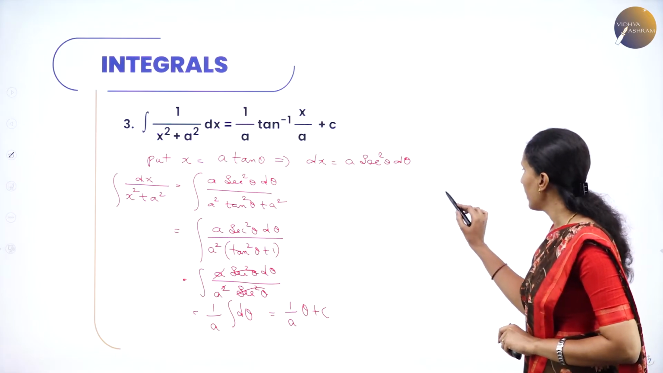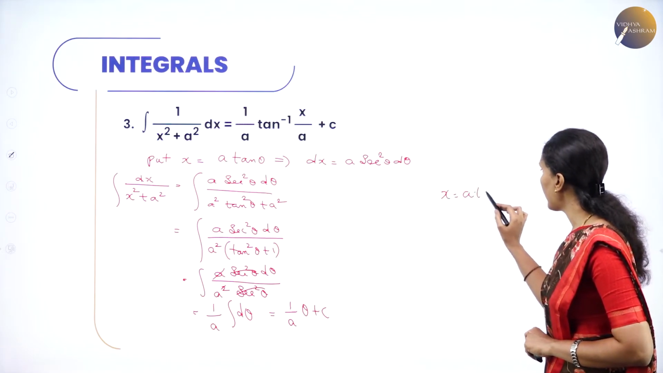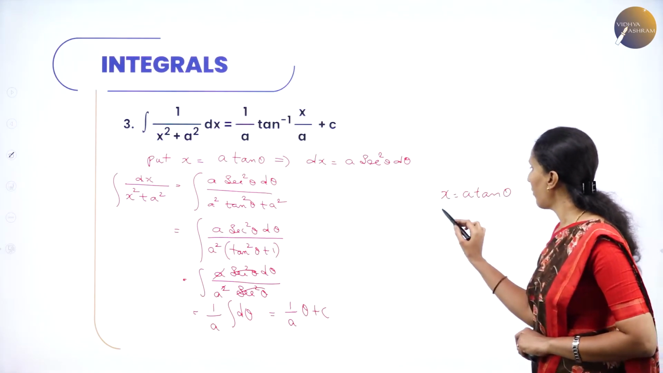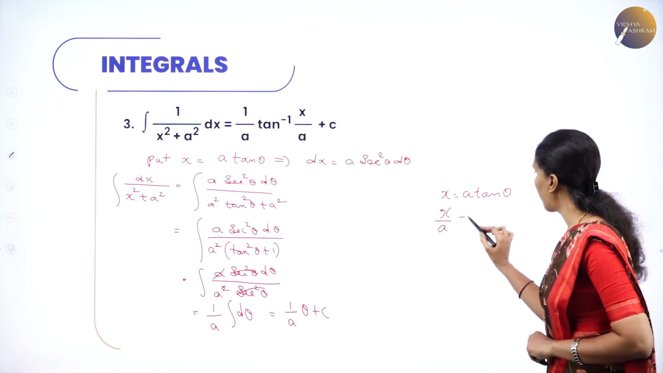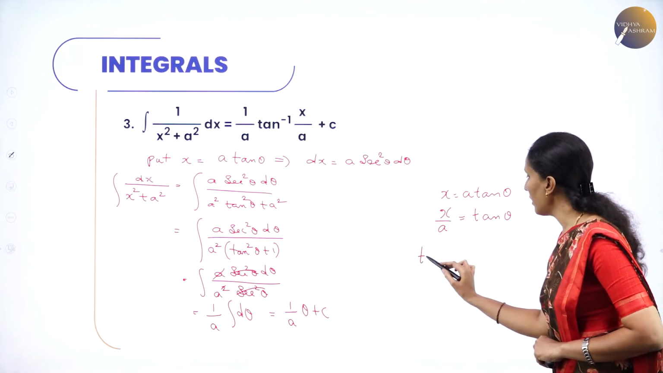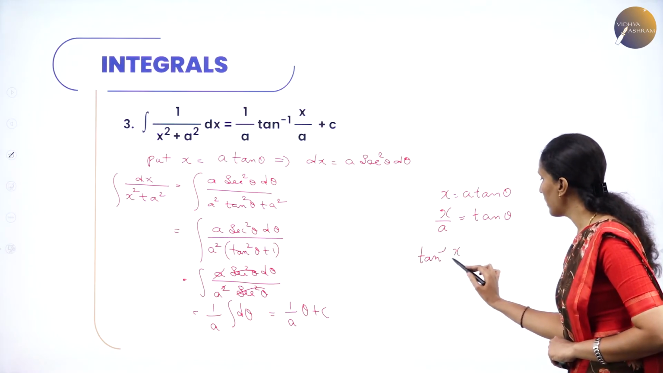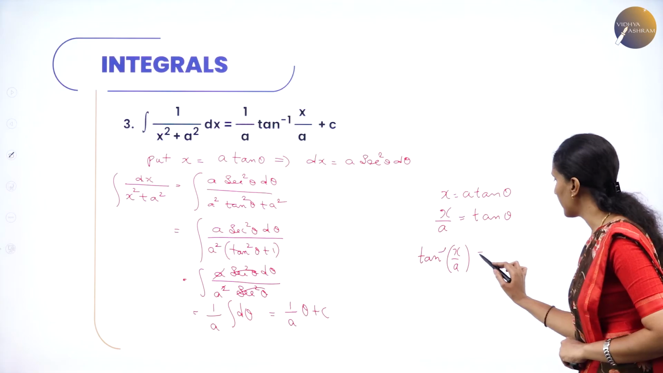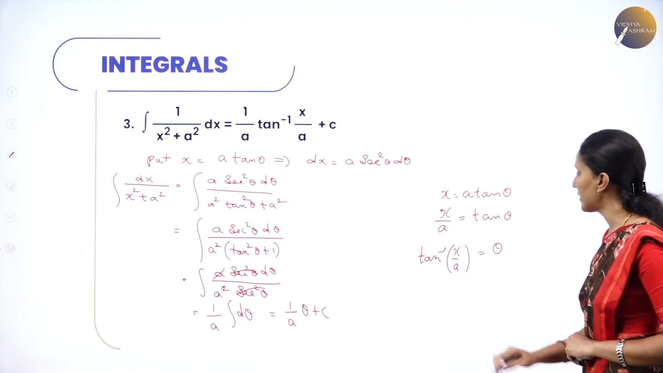Listen here, we have x is equal to a tan theta. So therefore x by a is equal to tan theta. So if you take tan inverse on both sides, we will get tan inverse x divided by a is equal to tan inverse of tan theta, which is theta.